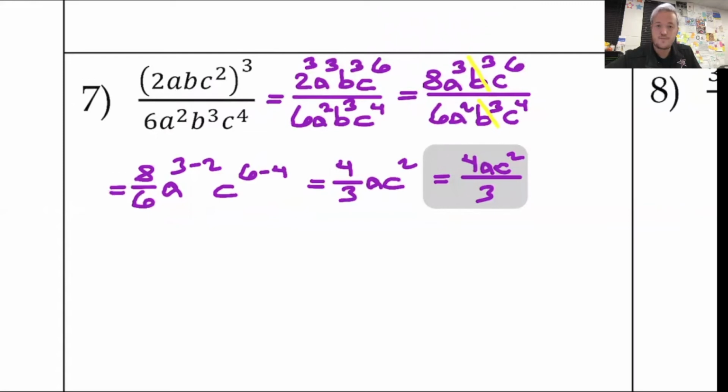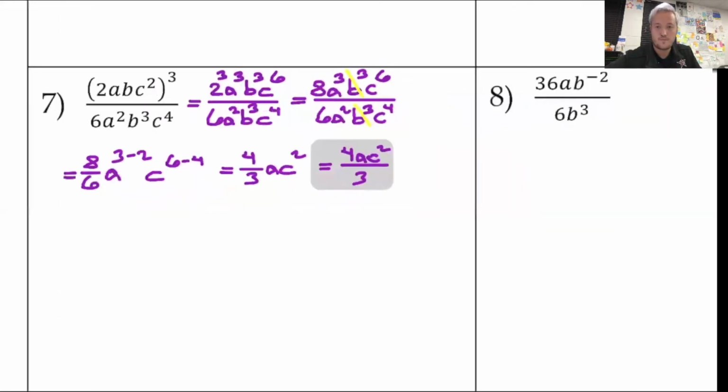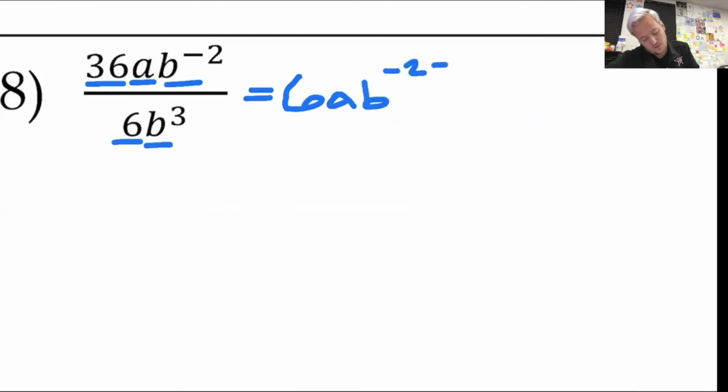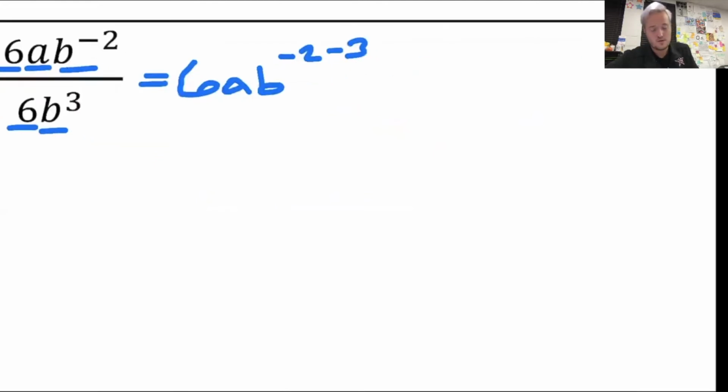All right. Number 8. All right, so 36 over 6, that's going to simplify to 6. All right, and then I have my a in the numerator, and then I'm going to do quotient rule for my b values. So I'm going to have b to the negative 2 minus 3. So this is going to be equal to 6ab to the negative 5.